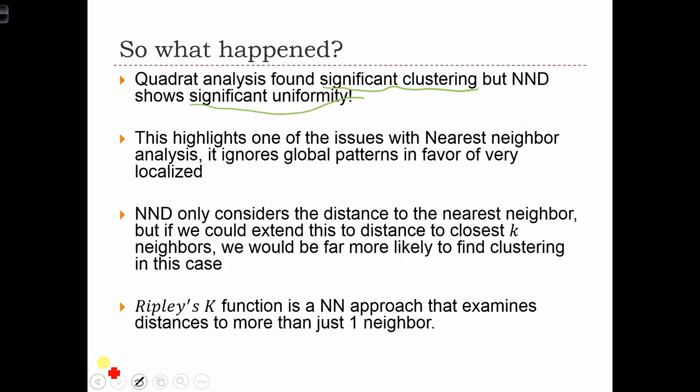Instead, what we do is we don't just consider the distance to the nearest neighbor, but for each point, we calculate the distance to the closest k neighbors. So say we set k to 10 or 5 or 20, and for each point, we know the distance to the 20 closest points. And then we use the average of those 20 distances to come up with a new nearest neighbor distance statistic. And that allows us to play with the scale of analysis here.